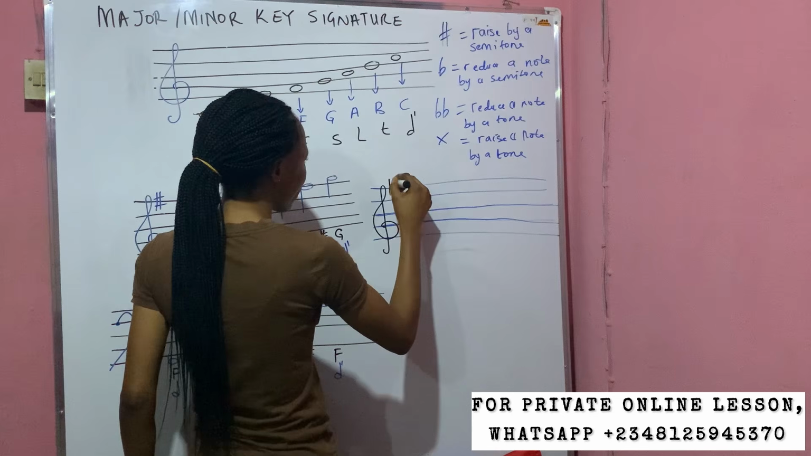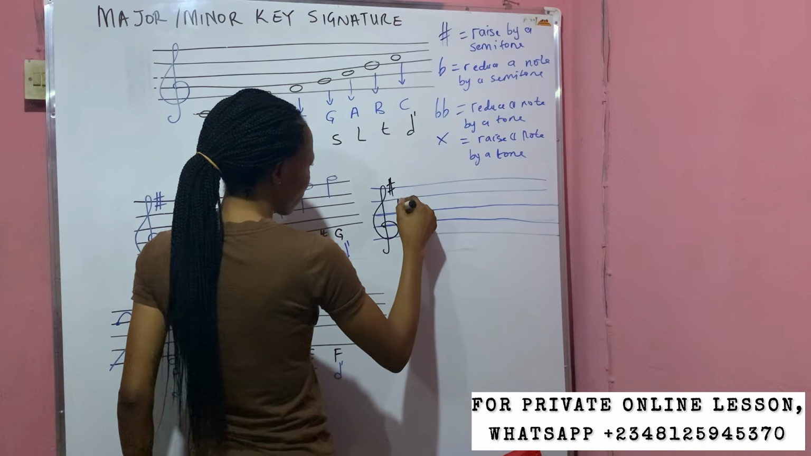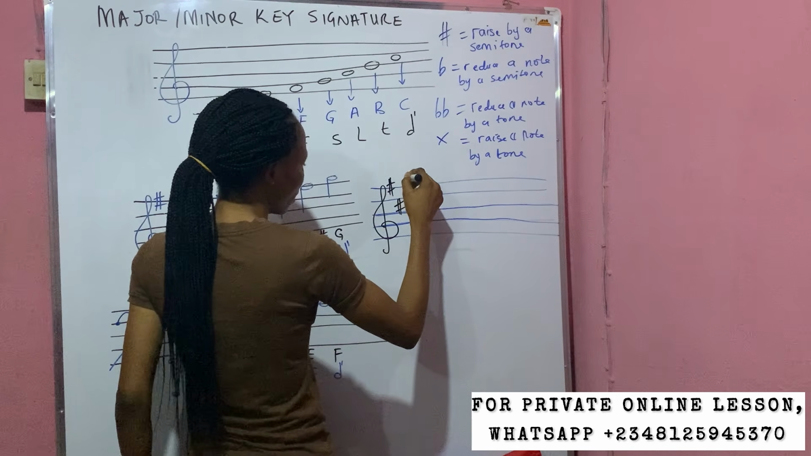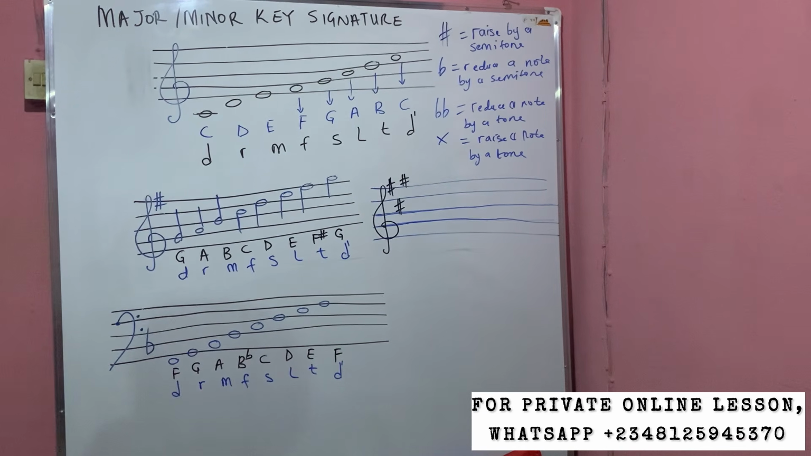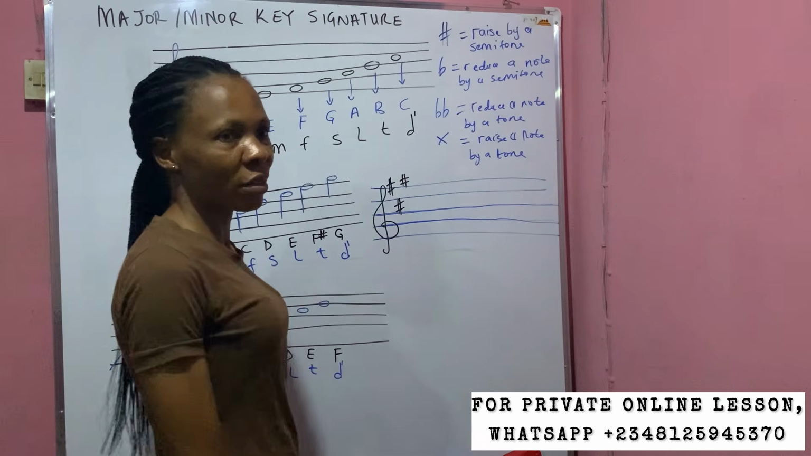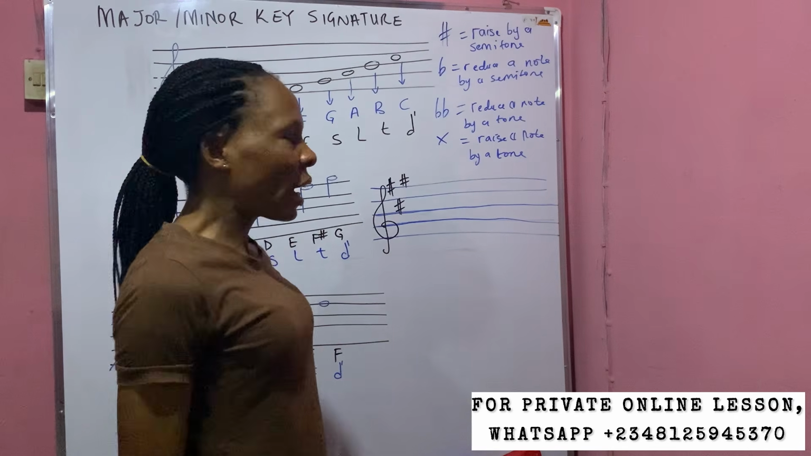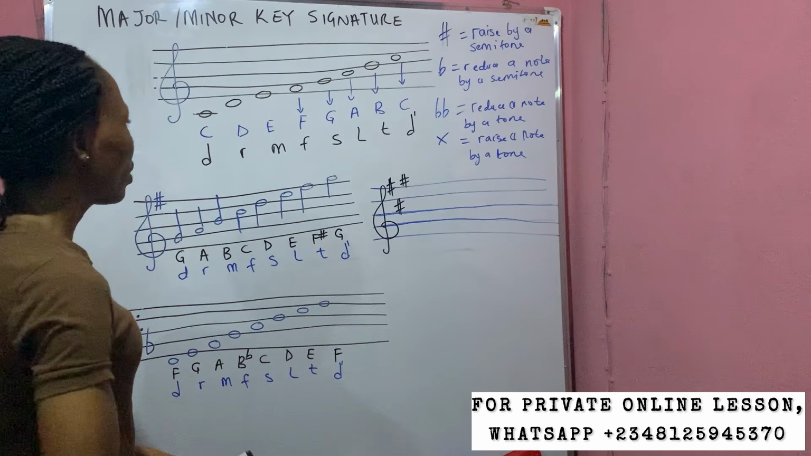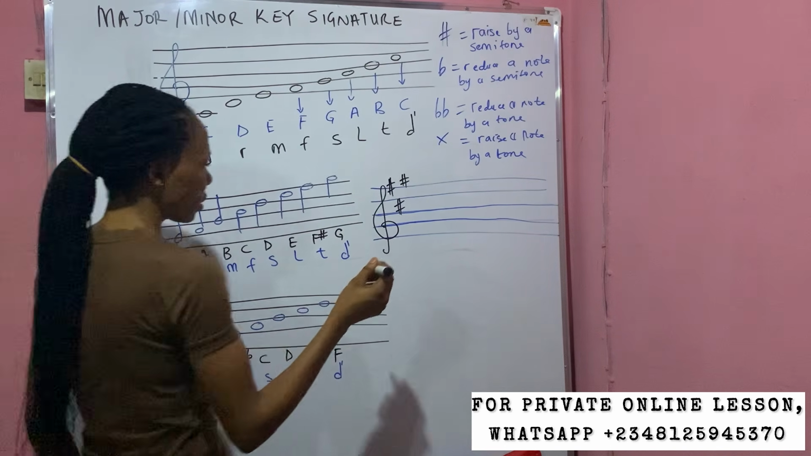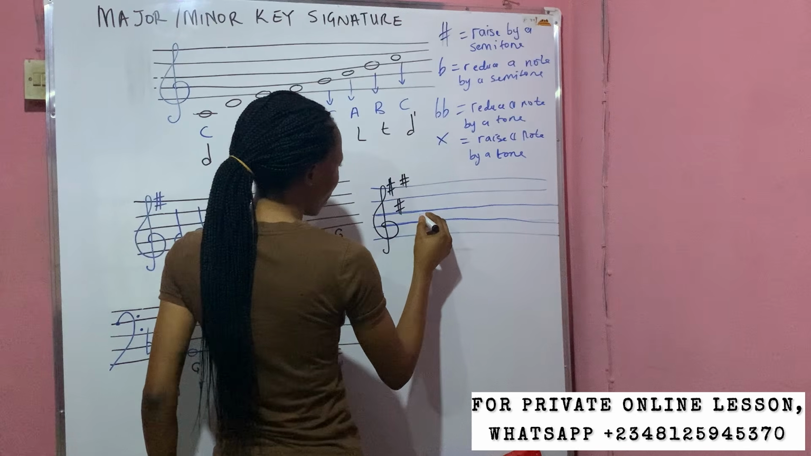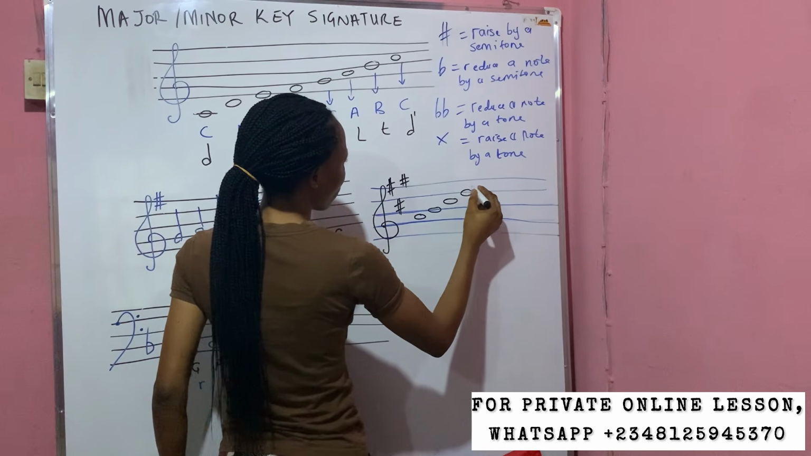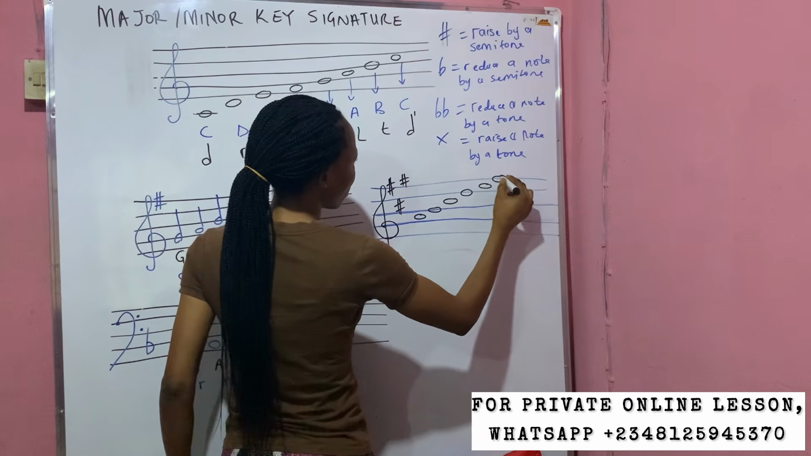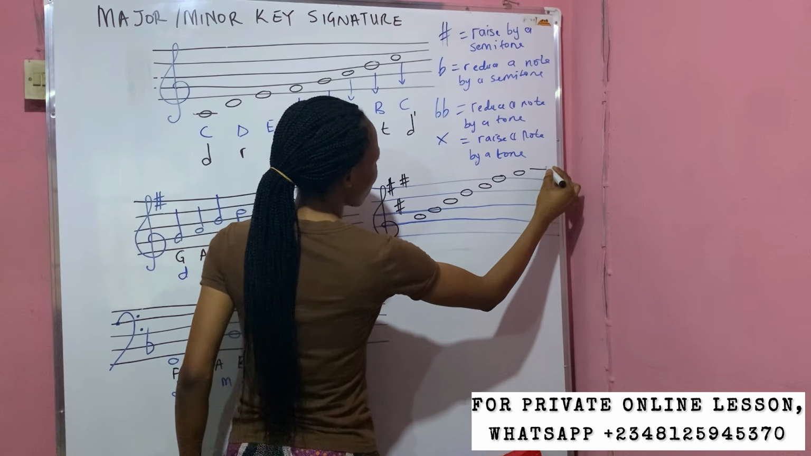Okay, so I have F, C, and G sharp, C sharp. So which key has 3 sharps? Which key has 3 sharps? Who can tell us? A major has 3 sharps. Okay, so now this is key A major, which will have 1, 2, 3, 4, 5, 6, 7, 8.